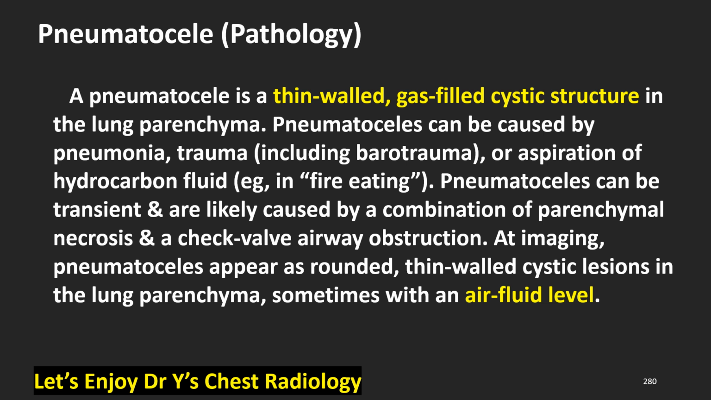Let's start. Pneumatocele pathology. A pneumatocele is a thin-walled, gas-filled cystic structure in the lung parenchyma. Pneumatoceles can be caused by pneumonia, trauma, including barotrauma, or aspiration of hydrocarbon fluid, for example in fire-eating. Pneumatoceles can be transient and are likely caused by a combination of parenchymal necrosis and a check valve airway obstruction. At imaging, pneumatoceles appear as rounded, thin-walled cystic lesions in the lung parenchyma, sometimes with an air fluid level.